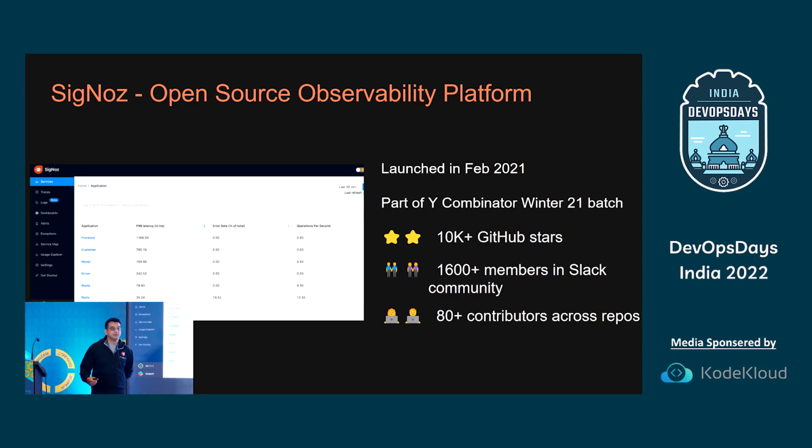So we launched last year in Feb. We are part of Y Combinator. Right now we have 10,000 plus GitHub stars and 1,600 plus community members. We have a lot of issues and communication happening between the users and us, so you will love it when you join the Slack community. And we have more than 80 contributors across multiple repos.